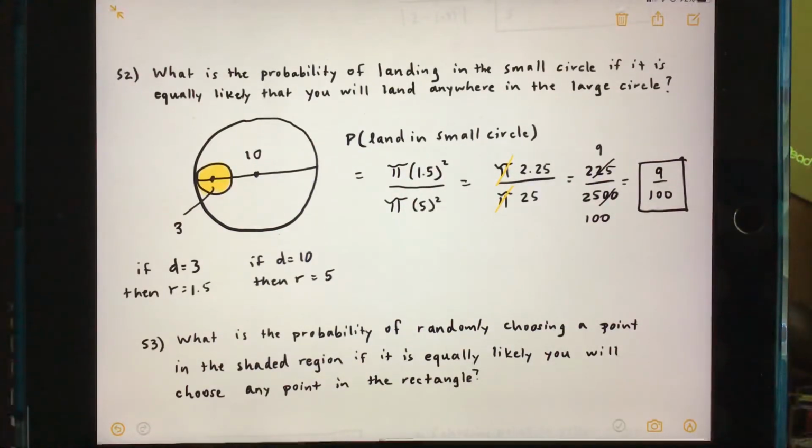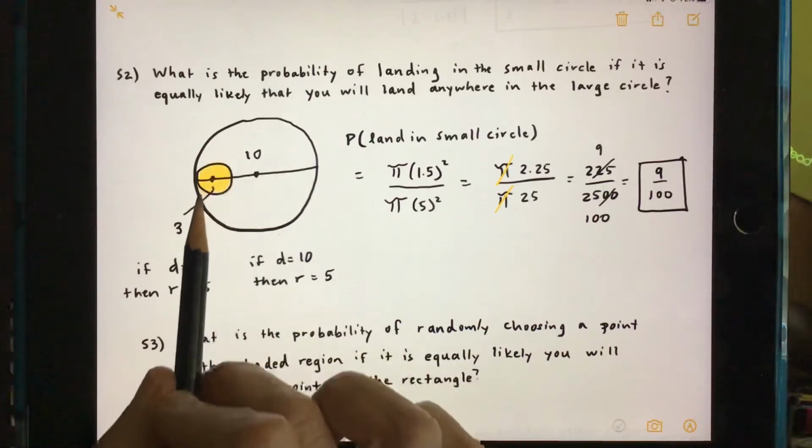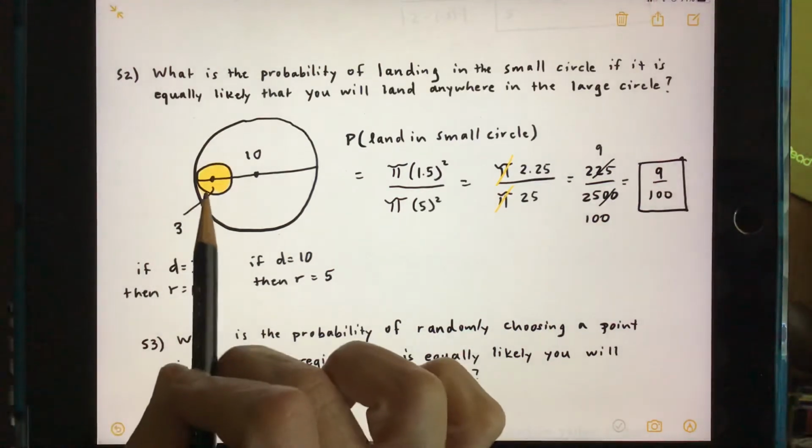Sample 2, what is the probability of landing in the small circle that we have colored in yellow if it is equally likely that you will land anywhere in the large circle? So we're going to land somewhere in the circle. We actually want to get here. What are our chances if we could actually randomly land anywhere possibly on that circle? What are the chances that we would actually land in this small area?